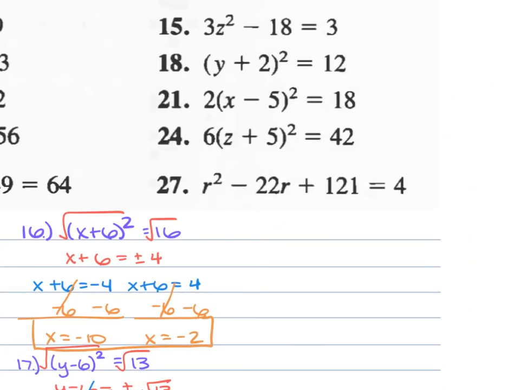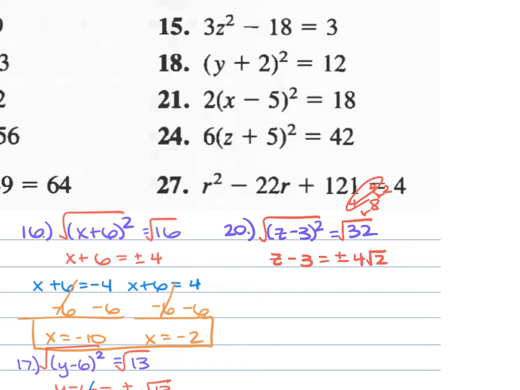For 20, we have z minus 3 squared is equal to 32. So take the square root of both sides. The 32 is 4 and 8. The 8 is 4 and 2. The 4's pair up. So that leaves us with z minus 3 is equal to plus or minus 4 square root 2. From here, we add the 3 to both sides and just get z is equal to 3 plus or minus 4 square root 2.